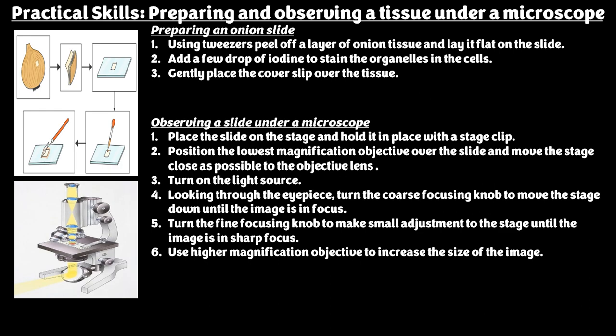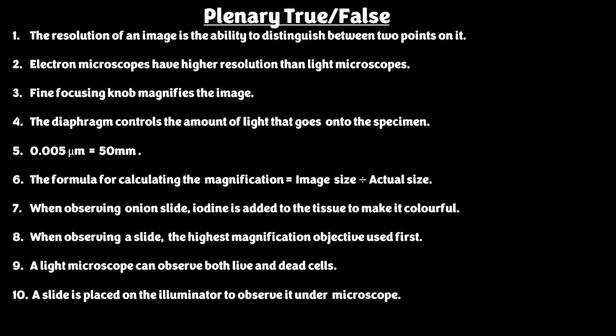To summarize this lesson, let's do a true or false quiz. Take a few moments to make your decision. The resolution of an image is the ability to distinguish between 2 points on it. This is true. Electron microscopes have higher resolution than light microscopes. This is true. The fine focusing knob magnifies the image. That is false. That is the job of the objective lens.